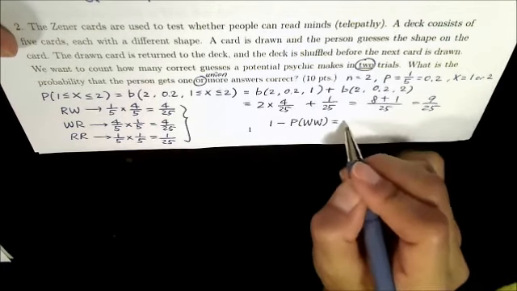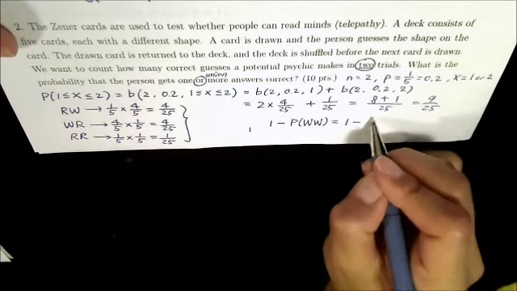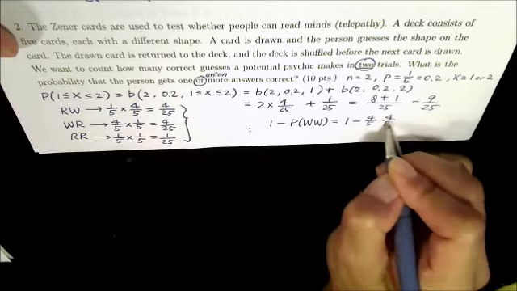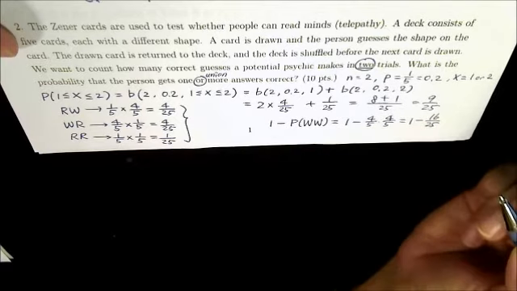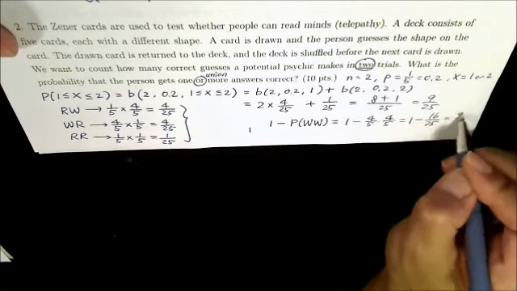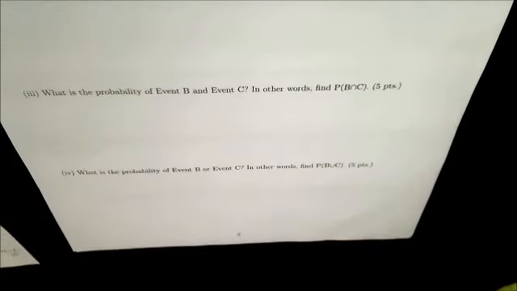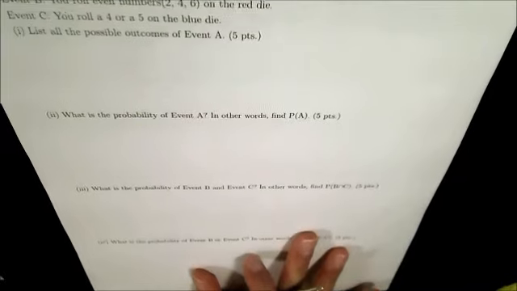Right? Then this is 1 minus probability of failure times probability of failure, which is 1 minus 16 over 25. Again, you will get 9 over 25. Right? This is the end of second problem. And number 3, let's see, where is it? Right here.